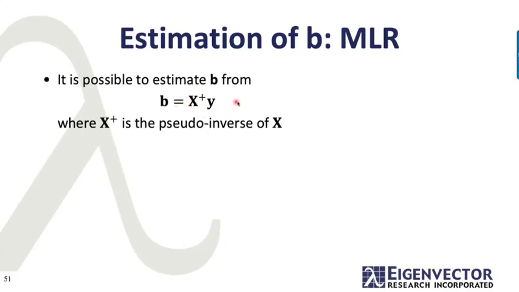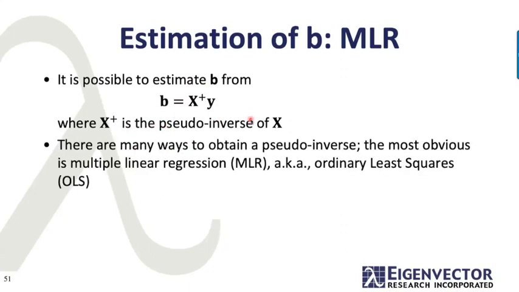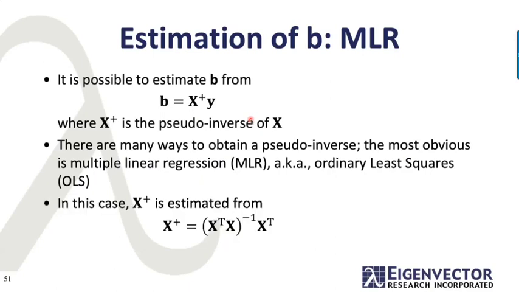It's the same equation. So here, X plus is the pseudo inverse of X. And if you're using multiple linear regression, you just get that pseudo inverse of X from this, that X plus equals X transpose X inverse X transpose. And this is known as the Moore-Penrose pseudo inverse. And the main issue here is whether you're actually able to get this inverse here with your data. And that inverse is only going to exist.